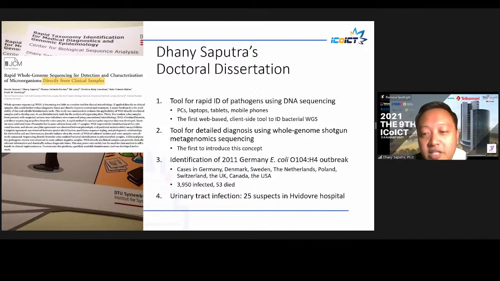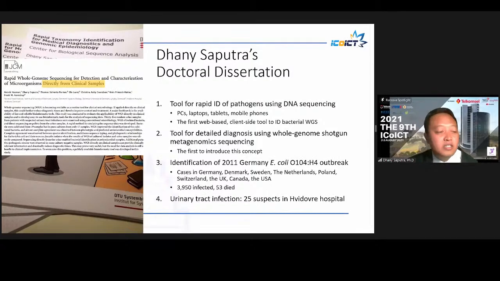And one of the cases that we have solved, I told you in the beginning of the presentation, is this Germany E. coli O104 outbreak. The cases happened very heavily in Germany. It also happened in Denmark, Sweden, Netherlands, Poland, Switzerland, UK, and other countries. About 4,000 people were infected, and 53 died of E. coli disease.